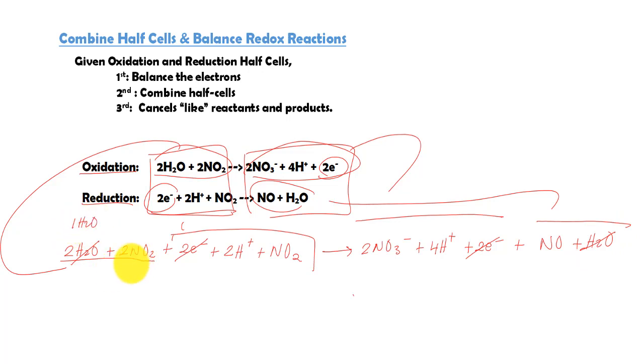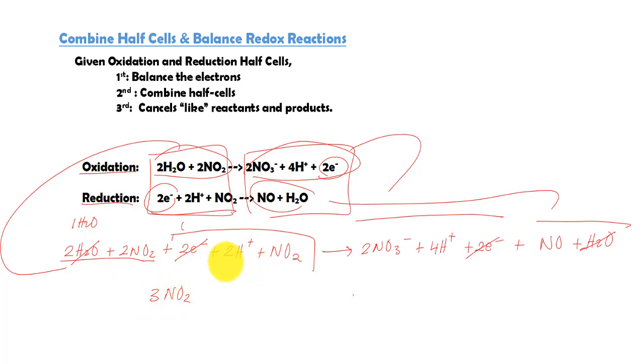Then we look at the NO2. We have 2 NO2 here, then we have another NO2 there on the reactant side. Guess what we're going to do? We are going to combine them together by simply adding them together. So 2 plus 1 gives us 3. So we have 3 NO2.